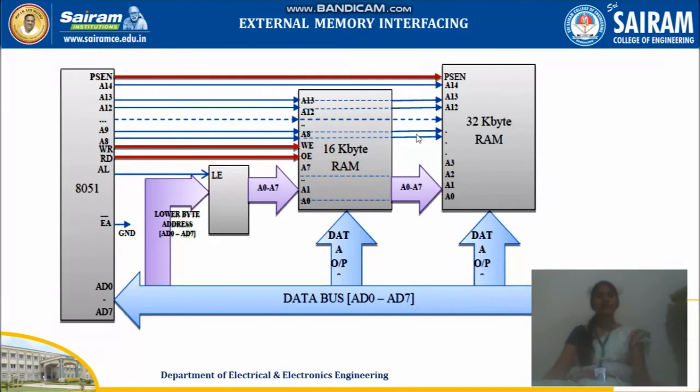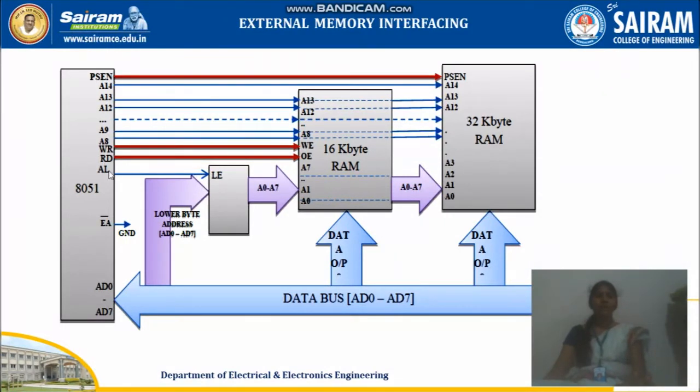Next, it is the detailed diagram showing your external memory interfacing. It is your 8051 microcontroller. As we discussed, program store enable. So here I have shown it as an active high program store enable. It means that your external program can be stored in the external memory only when you activate the signal. So if you wanted to activate this program store enable, you have to give 1 over here because it is an active high signal.